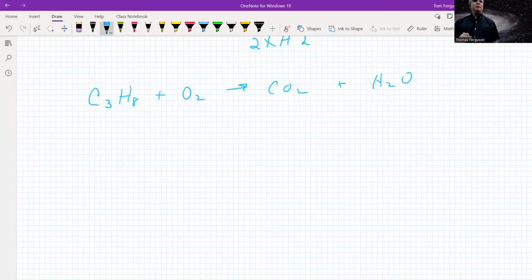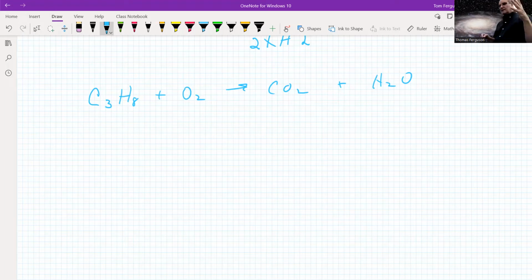Okay, so let's burn propane. Propane is C3H8. We burn it in oxygen. It's called combustion, just like our Bunsen burner, only this time it's propane. And all combustion reactions start by oxidizing each element of the fuel. That means carbon's oxidized to carbon dioxide, and hydrogen's oxidized, that's called water.